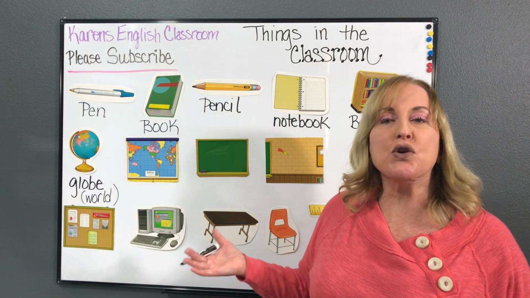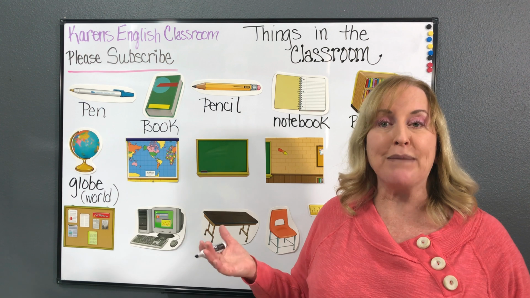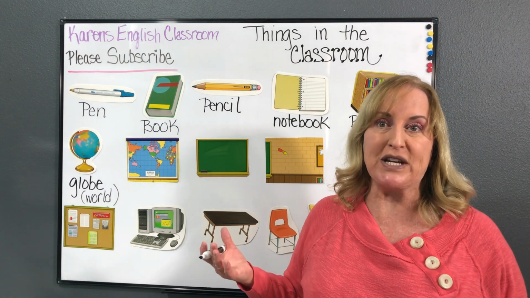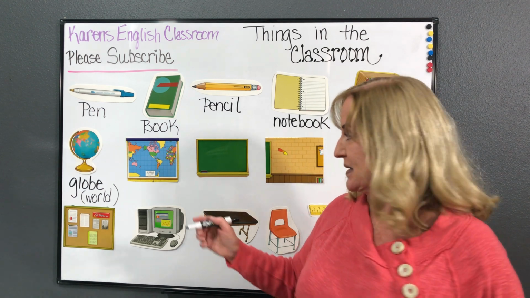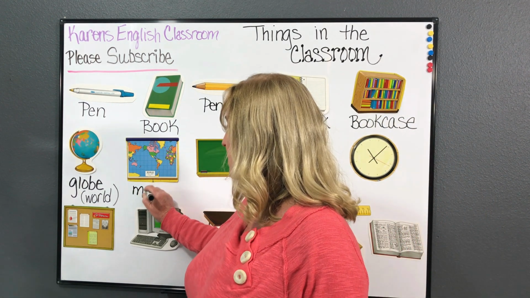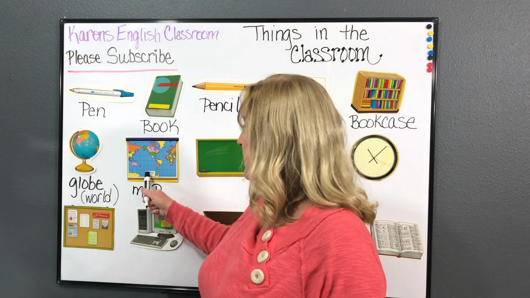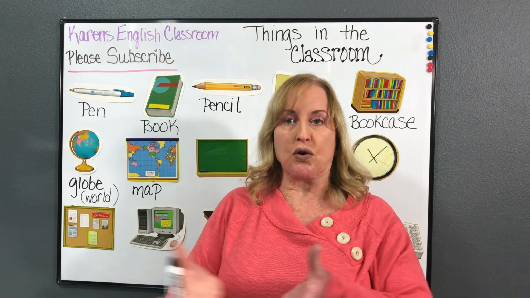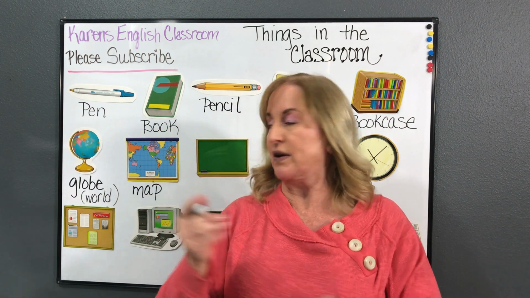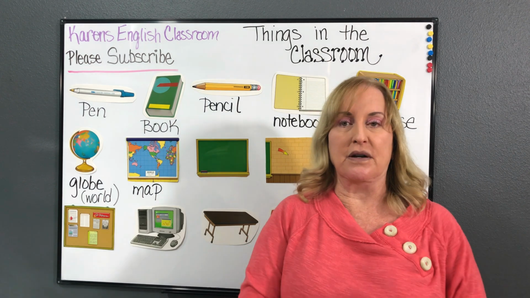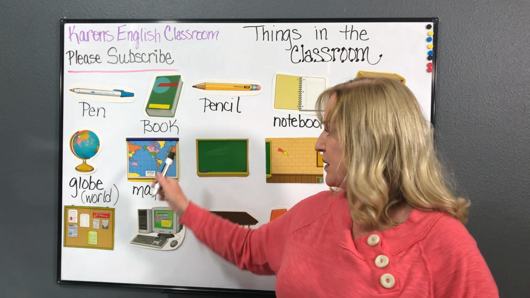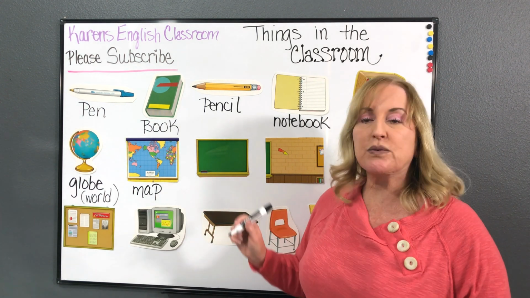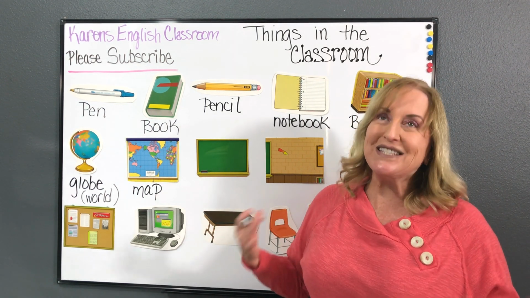The next one is a map. Now you can have different kinds of maps. You can have maps of the United States, maps of cities, maps of streets. We have Google Maps. This one happens to be the world also. It says world here, just like the globe, but this one is a big circle. It's round and it can move. This one is just flat, so you could just look at it all together. So that's a map.